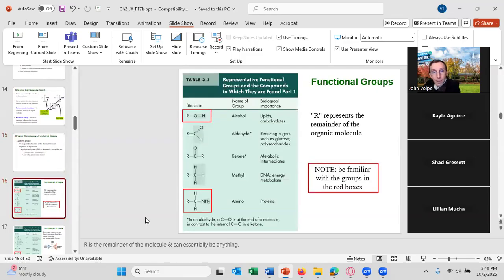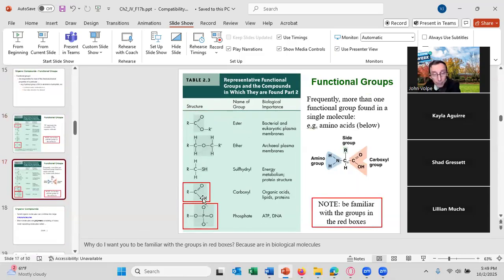All right, here are some functional groups. You need to be familiar with the groups in red boxes. So you need to be familiar with an alcohol. It's in lipids, carbohydrates like sugars, proteins, nucleic acids. It's actually in all of the biological molecules, all four biological molecules. The next functional group I want you to know is an amino group. It has an NH2 group. You can find amino groups in amino acids and proteins.